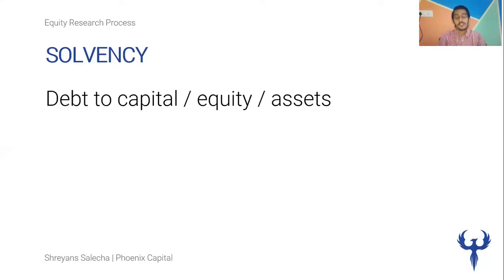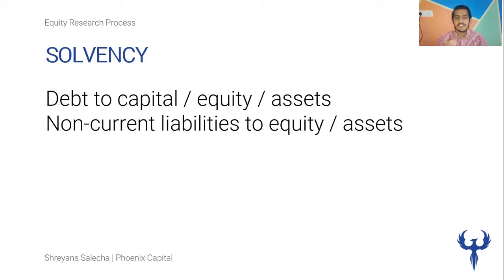The first and most commonly used one is to look at debt as part of capital, or debt versus equity, or you could also take a look at debt versus assets. So this is mostly debt to capital or debt to equity. We're just trying to understand the ratio of these two sources in the capital of the company.